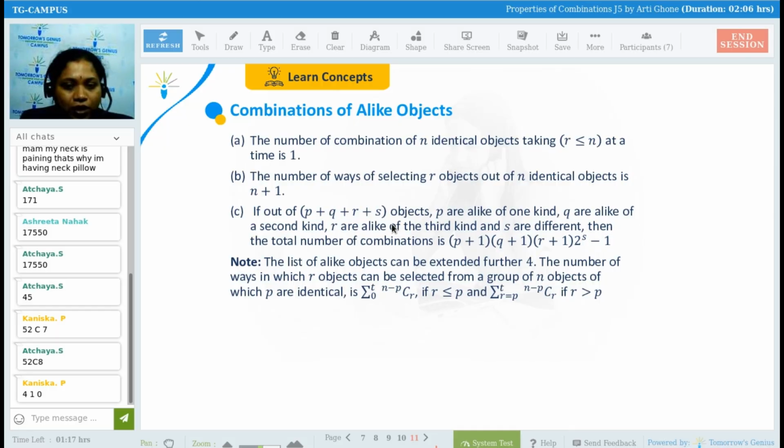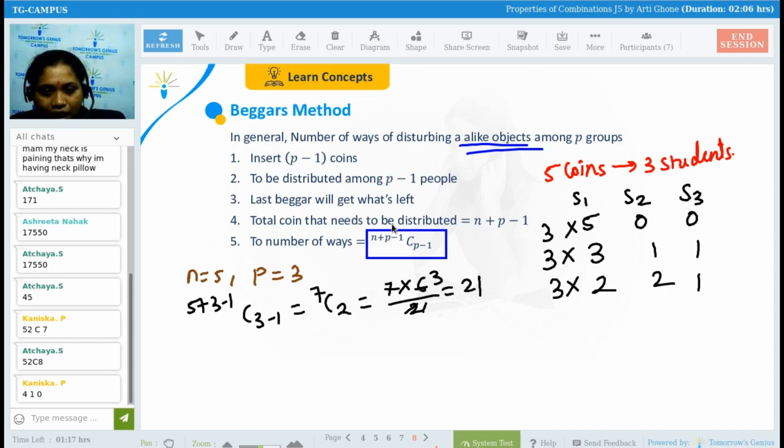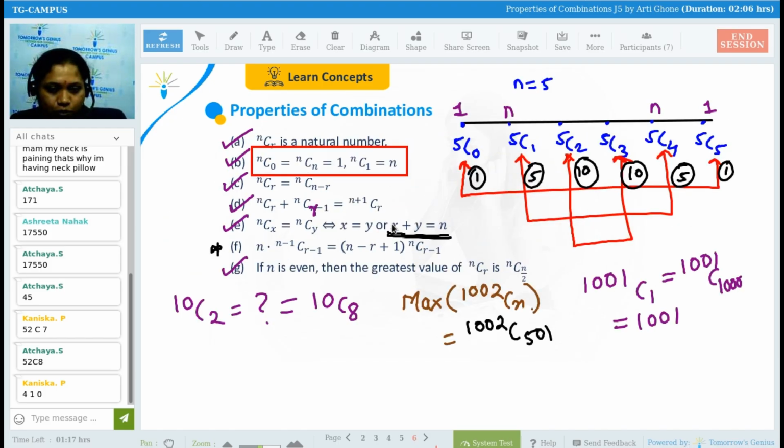See the note. The list of alike objects can be extended further, for the number of ways in which r objects can be selected from the group of n objects with p identical. If I have p identical objects, you can directly apply this formula only for p identical objects. If this comes in a question, I'll explain. Clear? These formulas are completely optional for learning, but the highlighted beggars method formula, n plus p minus 1 C p minus 1, is an important formula, and these are the properties which are important.